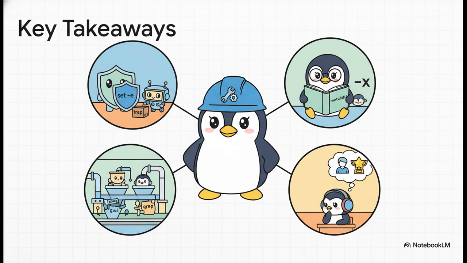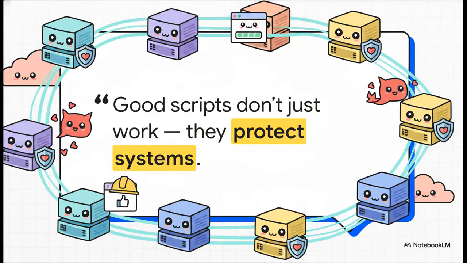Third, write for automation by becoming a master of text processing. And finally, you have to practice this stuff. These aren't just academic concepts, this is the core of professional scripting, and you will see this stuff in job interviews. And that really brings us to the most important idea of all today. Good scripts don't just work, they actively protect the systems they run on. And that is a fundamental difference between a simple list of commands and a true production-ready tool.